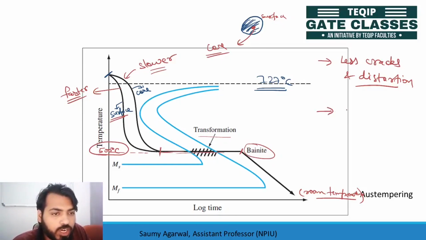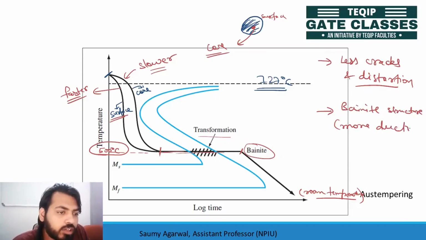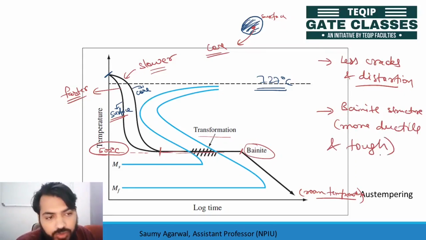And since the final product is bainite, a bainitic structure, it is more ductile and tough compared to what you get from quenching. You can see this is not exactly tempering, because in tempering we heat below the eutectoid temperature, and in austempering we are heating above the eutectoid temperature. So this is not a tempering process, this is altogether a new kind of process. We have just written the name as austempering.